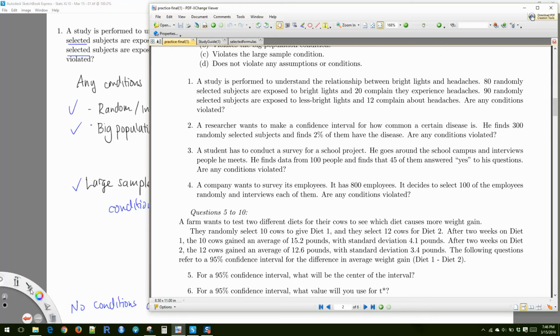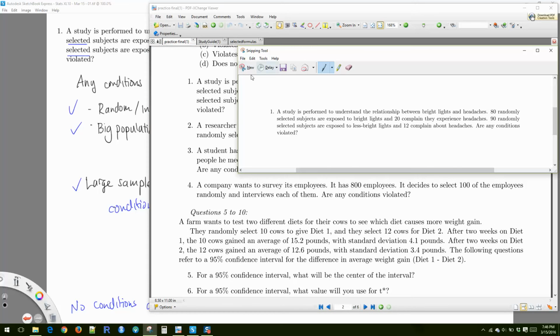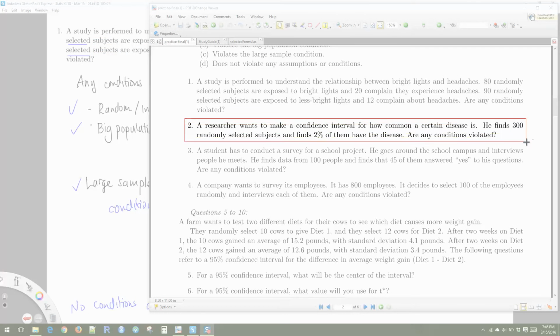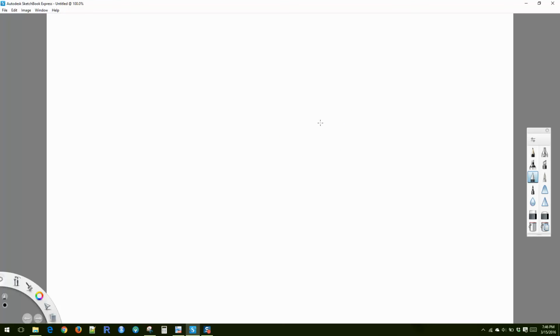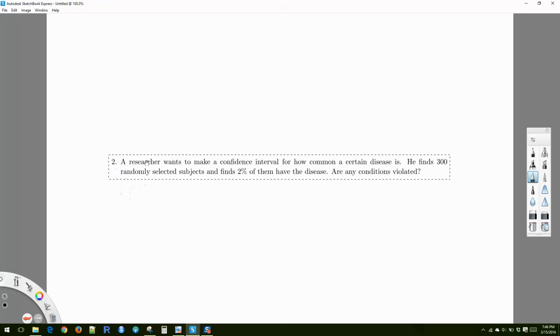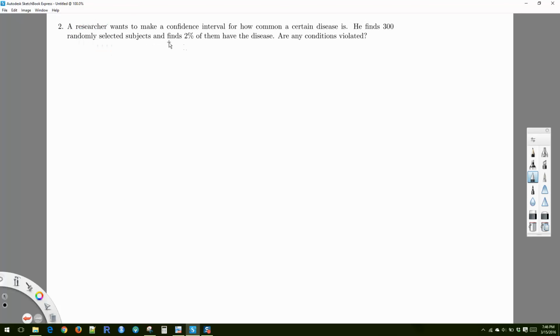So no conditions are violated. Next problem. Can I flip to the next slide? Yep. All right, so a researcher wants to make a confidence interval for how common a disease is. He finds 300 randomly selected subjects and finds 2% have the disease. So we'll check the conditions. We have the random and independent condition, and this is met because it says randomly selected subjects.